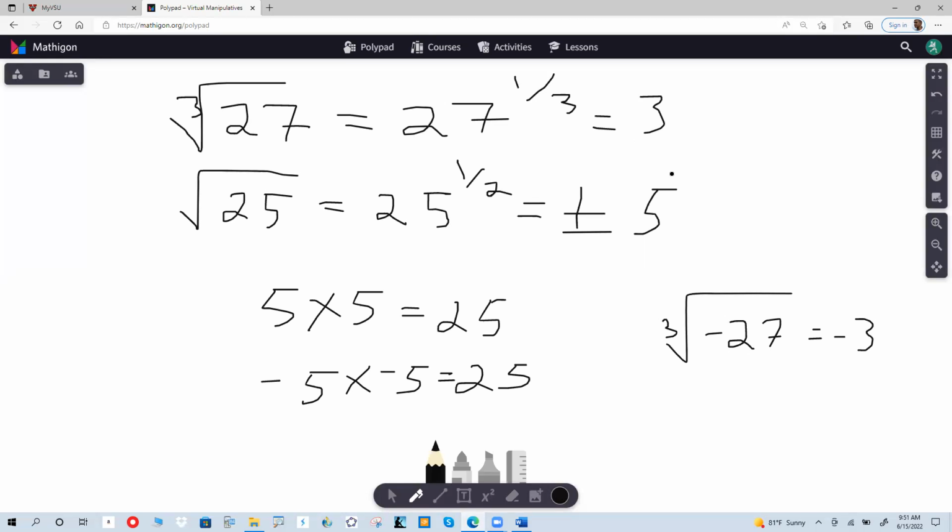Any questions on how we define cube root? This is read cube root of 27. This is called square root of 27. And this will gel when we do some problems.